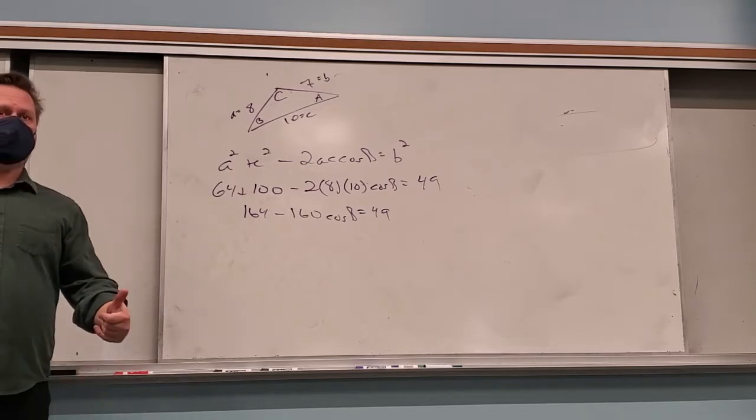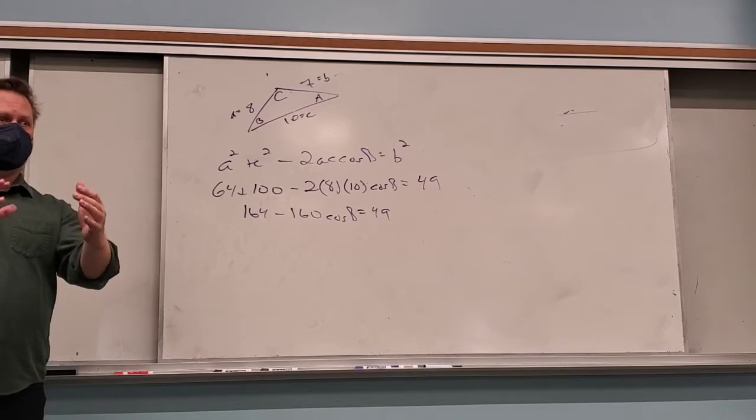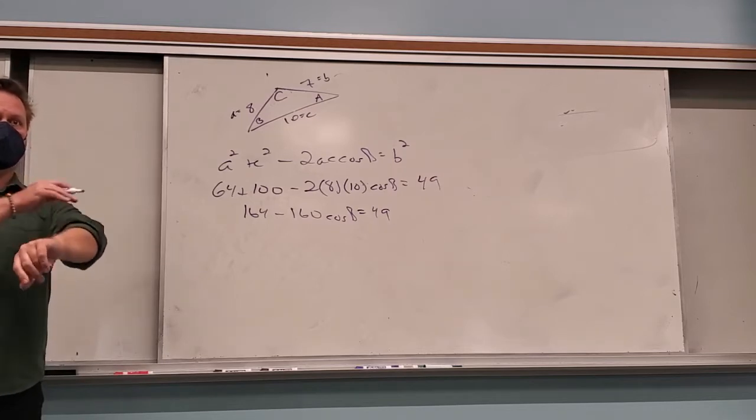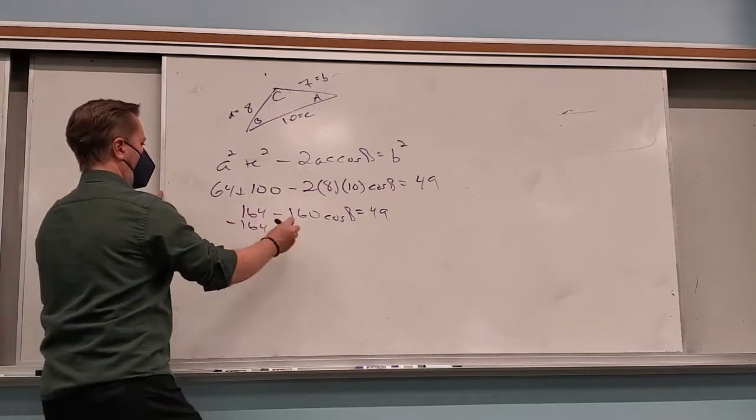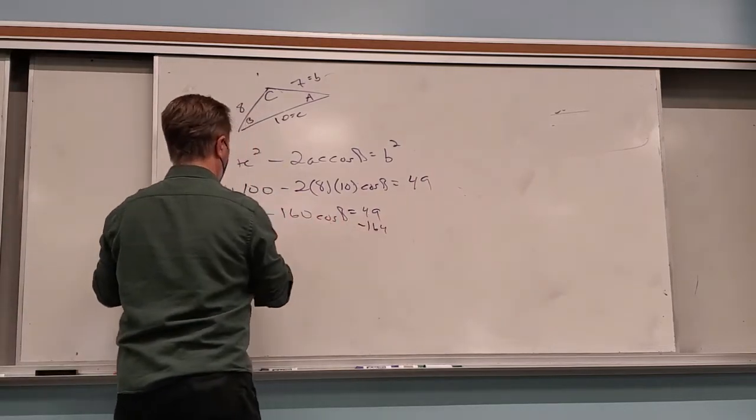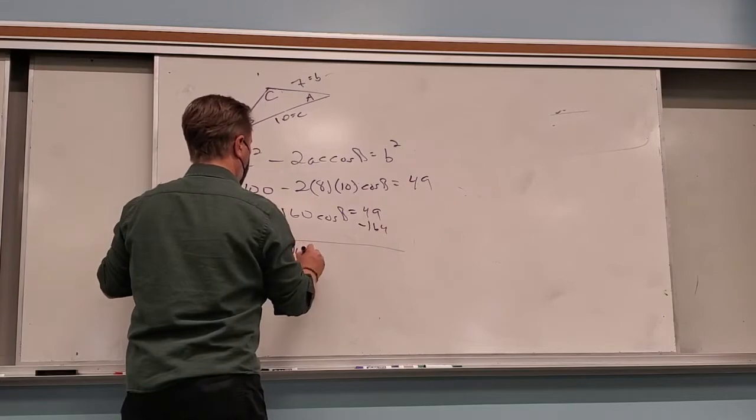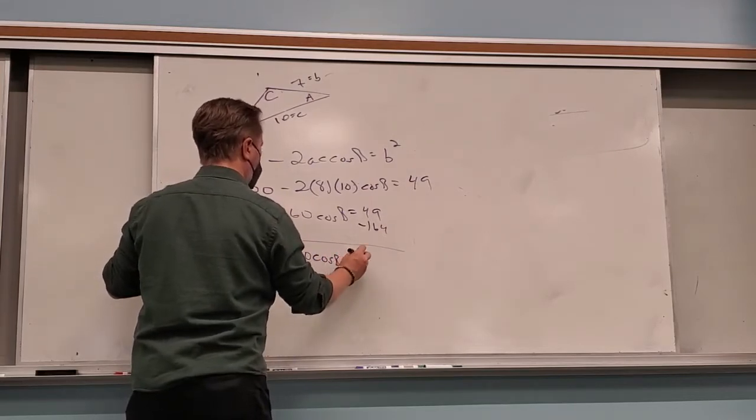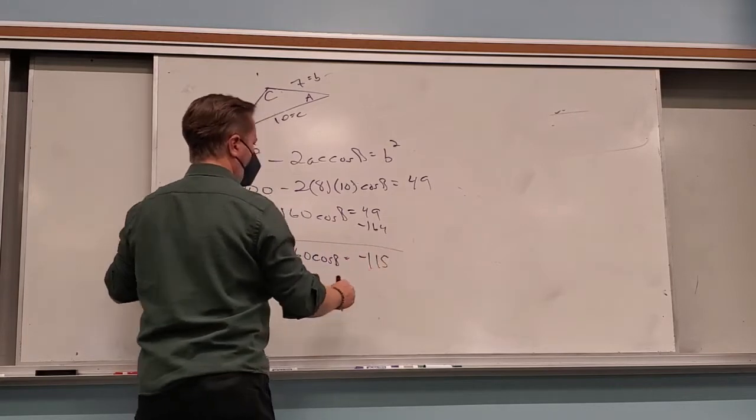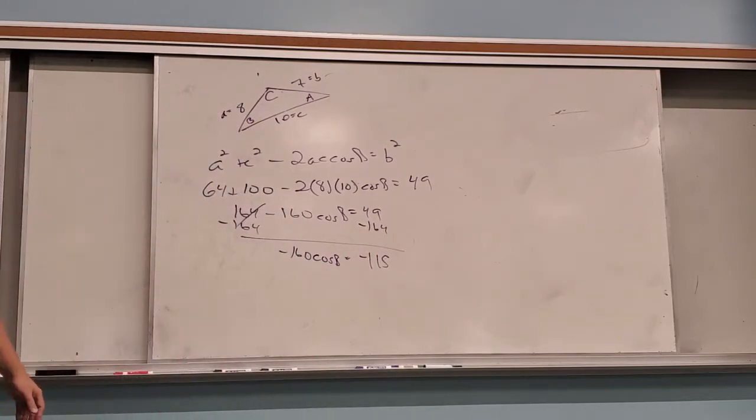Nope, I can't do that yet. I've got to get cosine by itself so I can attack it, right? There's a lot in the way. So let me do the next step. Is that 115? Yeah. Thank you. Right? Do you guys see that?